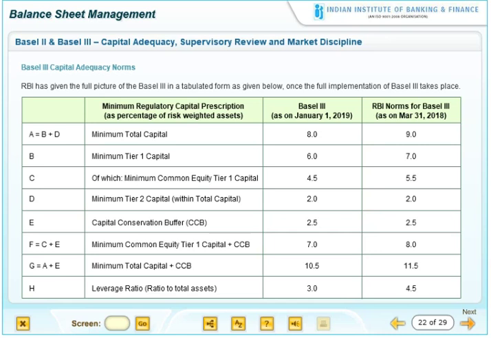RBI has given the full picture of the Basel III in a tabulated form as given below, once the full implementation of Basel III takes place.